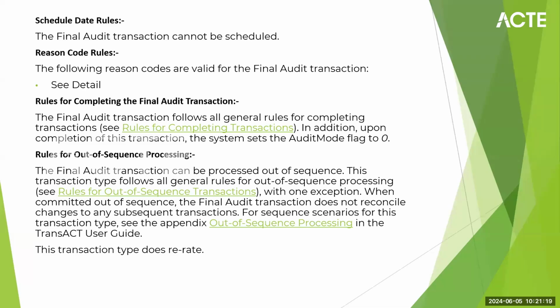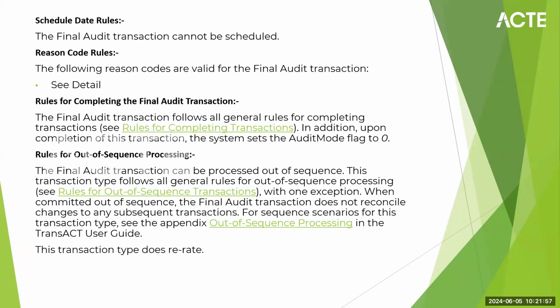Okay. Reason codes. What are the reason codes? Rules for completing the final audit transaction: the final audit transaction follows all general rules for completing the transaction. In addition, upon completion of the transaction, the system sets the auto audit mode flag to 0. Okay, nothing but when you are doing this final audit transaction, once you have done the particular transaction, the system will set the automatic audit mode flag to 0. Nothing but default if we keep it as previous data. Okay.